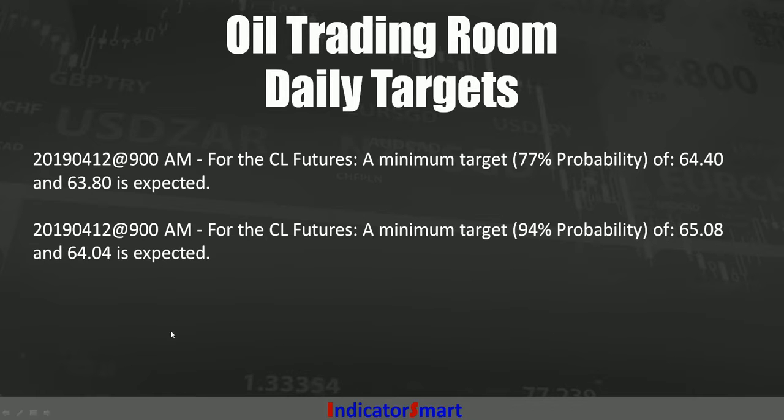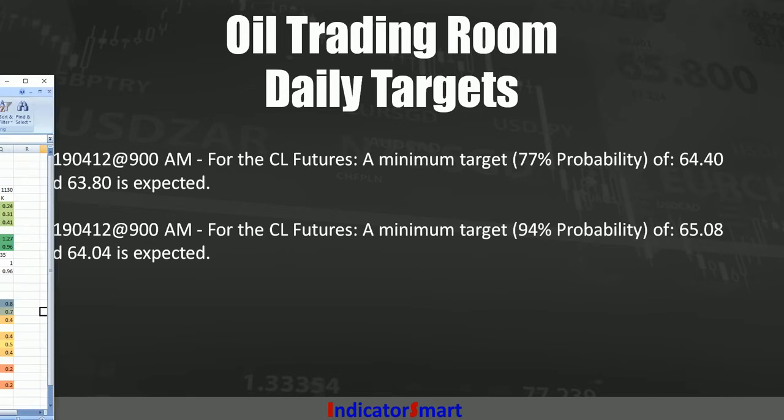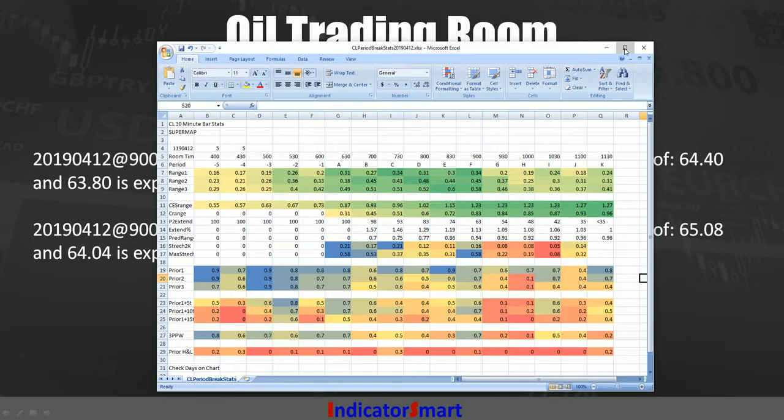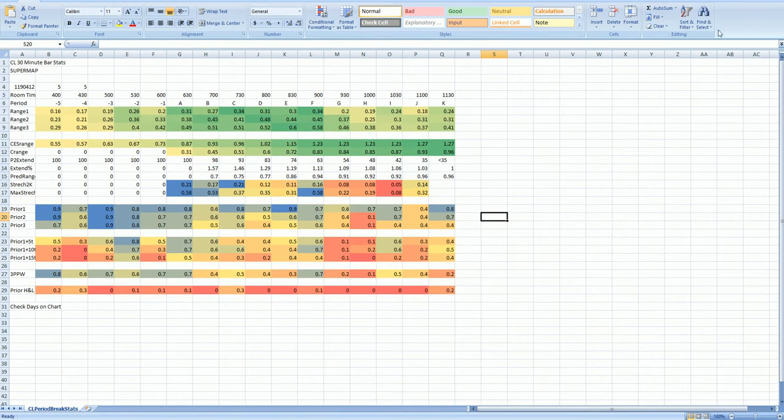Another thing I wanted to share with you is that this week I added a couple of things to our super map. I added what we call the probability to extend table, and this makes it possible for you to make a prediction of the range that's in addition to the daily targets that we have. This one goes as the day goes, and I teach how to use that in the trading room.